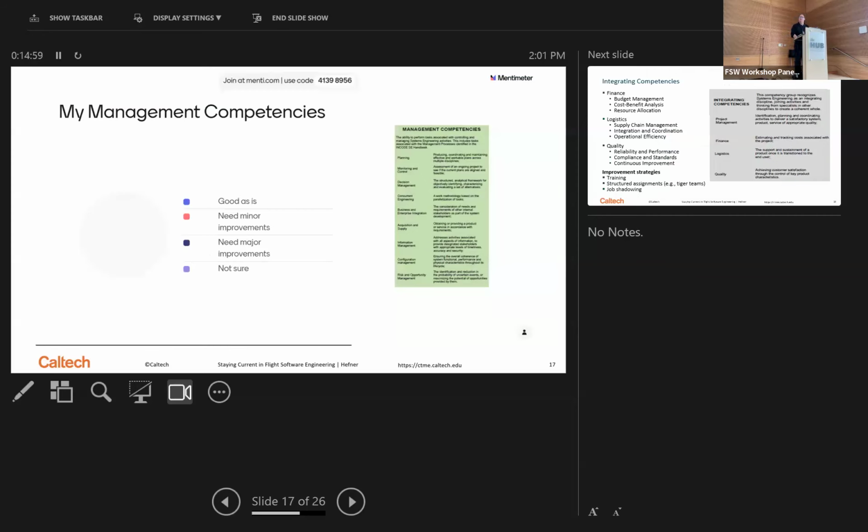Okay, management competencies. How many people think I'm good? I either never want to manage or I got this capability. How many people think I probably could make some more improvements? How many people think I probably need some major improvements? I really want to get involved. Yeah. So again, training, mentorship, that sort of thing. Anybody here not sure about management?